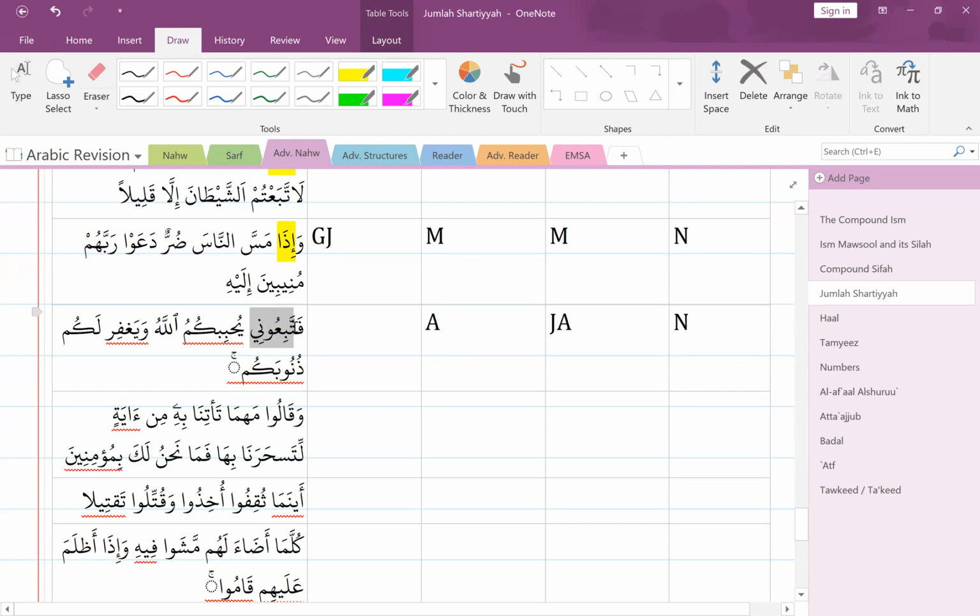So this is our Amr. اتبعوني. So اتبع يتبع اتباعا فهو متبع. So this is the اقترب family. اتبعوني is the Amr. Follow me. What will be the result or the consequence of you following me? يحببكم الله. So that will be the jawab of Amr. And of course, this jawab is connected to yaghfir. And it's connected. So this whole part is the jawab, the whole thing up to the end. I hope that's clear.